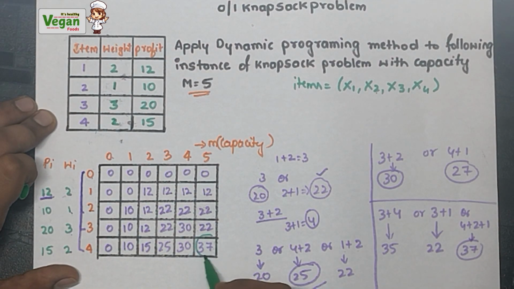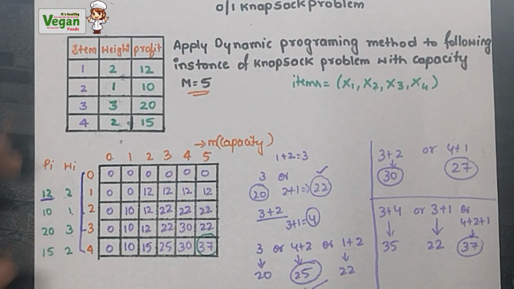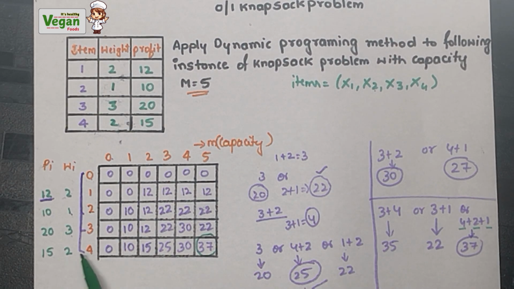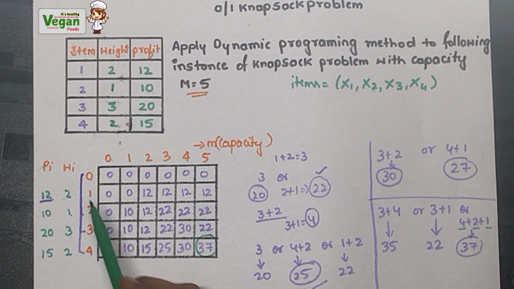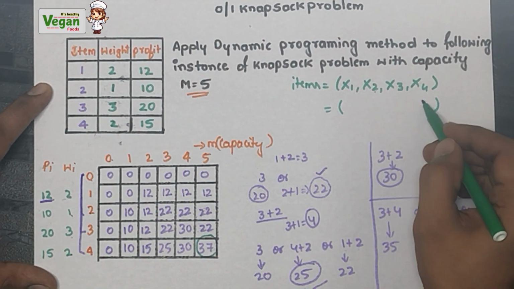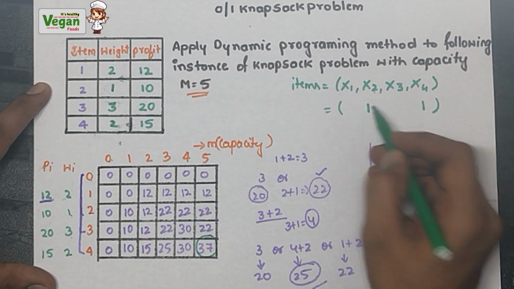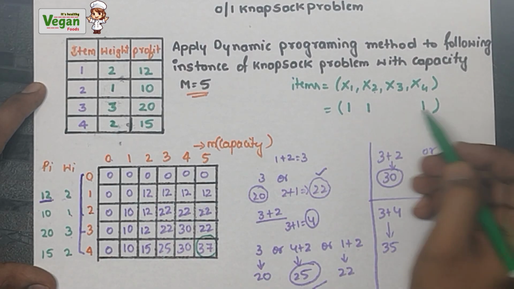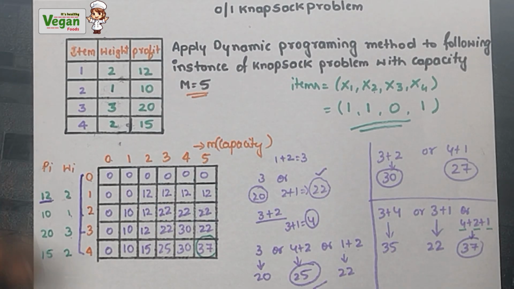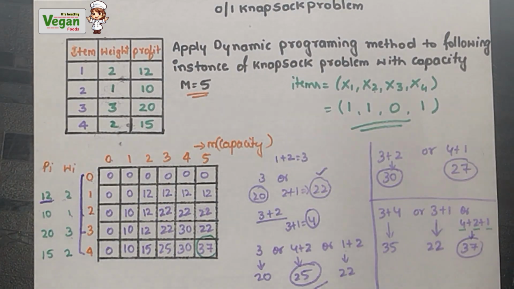To get 37, that is the last box, what we have used? Here see 37, fourth item, second item and first item. So at that place I will put 1. Fourth item I have used, second item I have used and first item I have used. I didn't use the third item. So this is the representation of 0-1 knapsack problem.